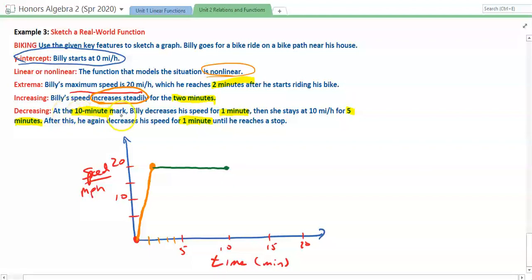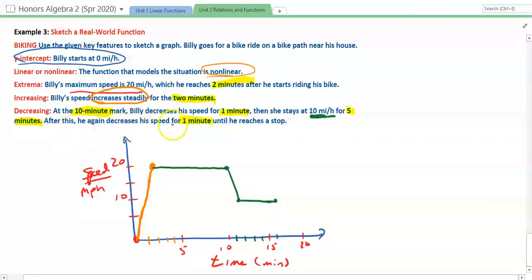Now, after the 10-minute mark, he decreases his speed for 1 minute and then stays at 10 miles an hour. So from minute 10 to minute 11, at minute 11, he's down to 10 miles an hour for 5 minutes. So now he's here for 5 minutes. So 5 minutes from 11 would take us to 16. And so that's going to keep us steady there.